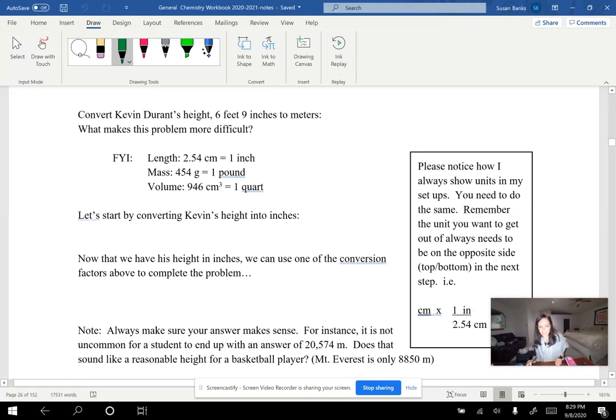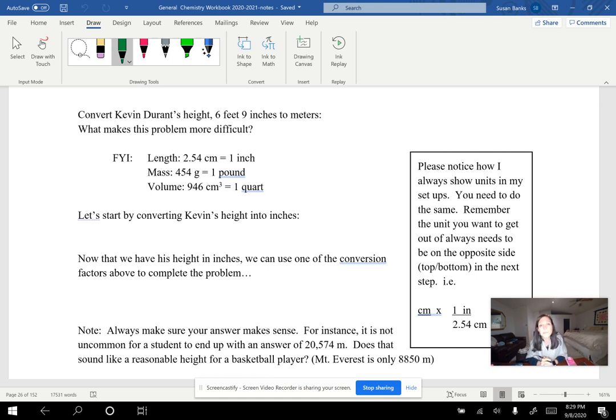Okay, chemistry kids, we are going to do some more unit conversions today, and we're going to talk about density as well. Today we're going to do some mixed units where we're throwing in the English system as well as the metric system. So here we go. Convert Kevin Durant's height, 6 feet 9 inches, to meters.